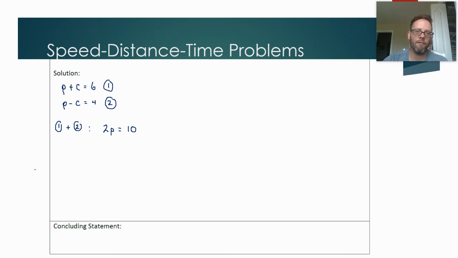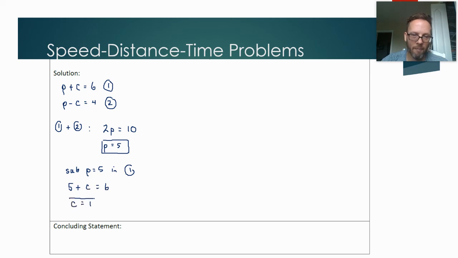All right, let's finish this off. So that gives us that P equals 5. And let's sub P equals 5 into any one of those. Looks easy to work with. So we have 5 plus C equals 6. And I can see that C is equal to 1.